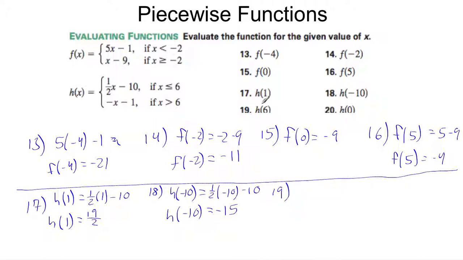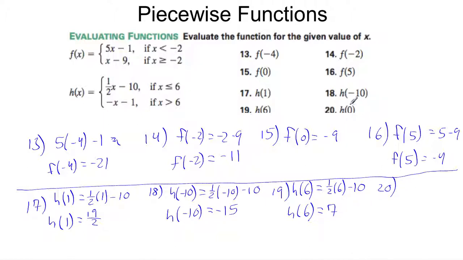Number 19 gives me h of 6. This is less than or equal to 6 because it is equal to 6. So I'm going to use the top equation again. So h of 6 is equal to 1/2 of 6 minus 10. 1/2 of 6 is 3. 3 minus 10 is negative 7. That means that h of 6 is equal to negative 7.